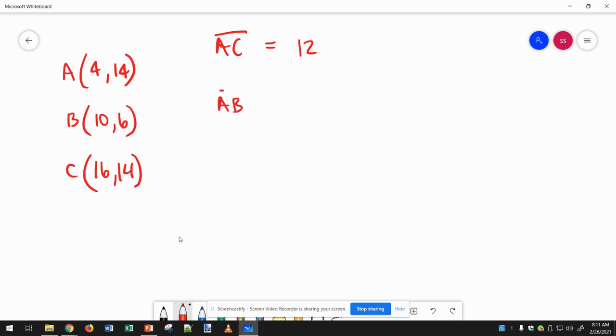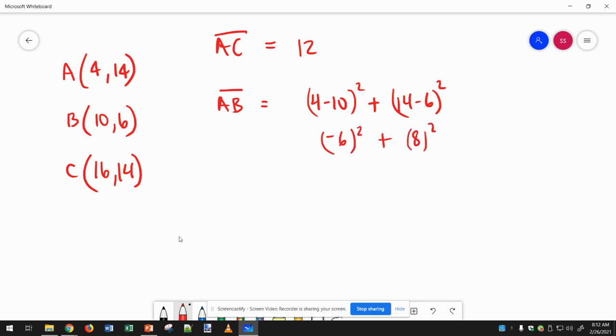But then the distance from A to B, let's just plug in the formula. So 4 minus 10, you do x1 minus x2 squared, plus 14 minus 6, that's y1 minus y2 squared, and then we'll take the square root at the very end. So I'm just going to do 4 minus 10 is negative 6 squared, 14 minus 6 is 8 squared, so that's 36 plus 64, which is exactly 100. And then when I take the square root, I get exactly 10.